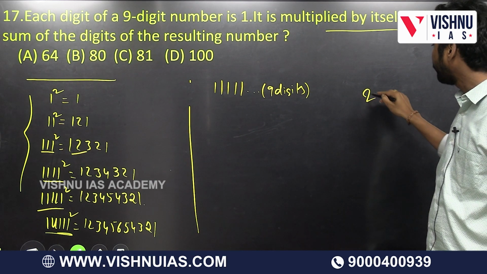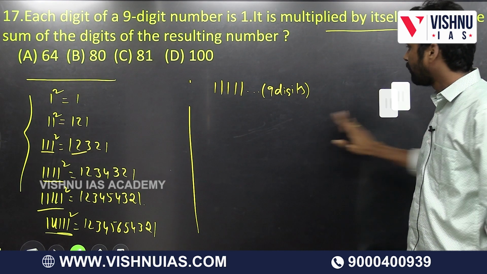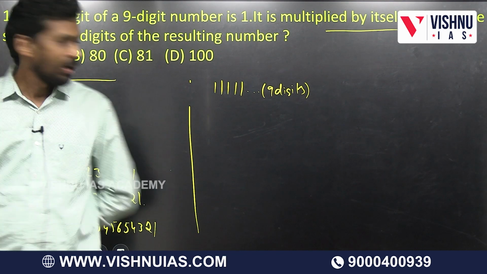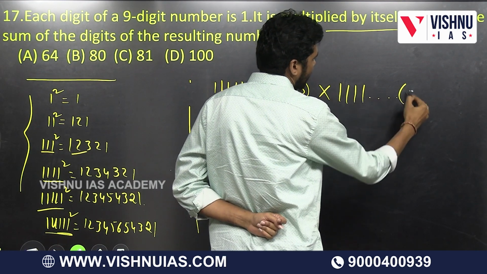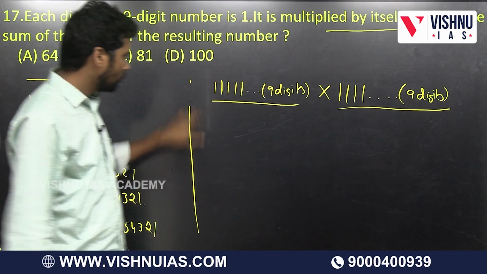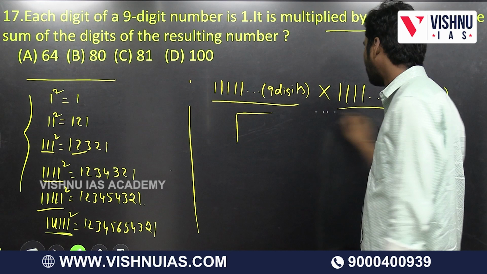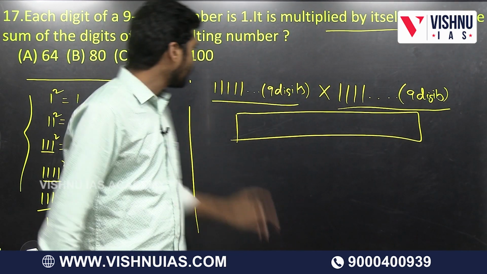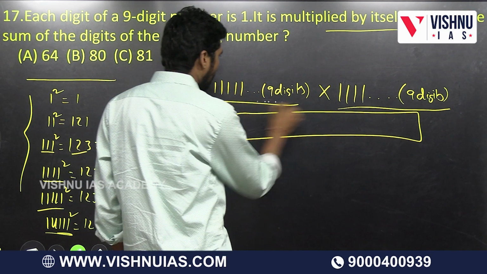Which means the same number. 2 multiplied by itself means 2 into 2. Likewise, the number is given, 1 1 1 1, nine digits, and you are multiplying the same number with that number again. So you get a product, a resulting number, and we need the sum of the digits in the resulting number. So when we have 9 ones, what is the value we get? Tell me for this one.